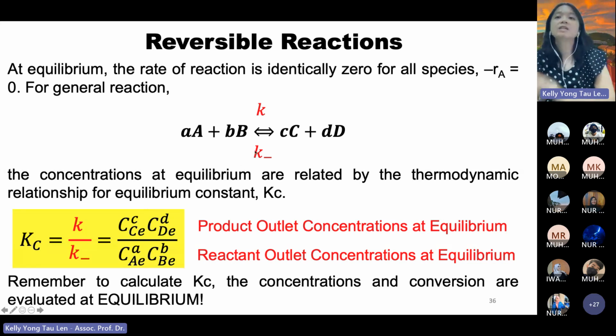Katakan yang tindak balas ni 1A, 1B, 1C dan D. So it will be the concentration of C at equilibrium power of 1, katakanlah kalau stoichiometric coefficient dia adalah 1. Then, if you have two products, it is also multiplied with the concentration of D.